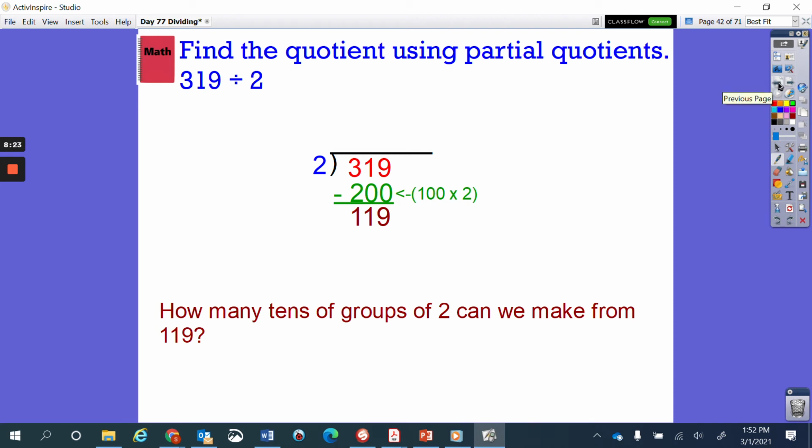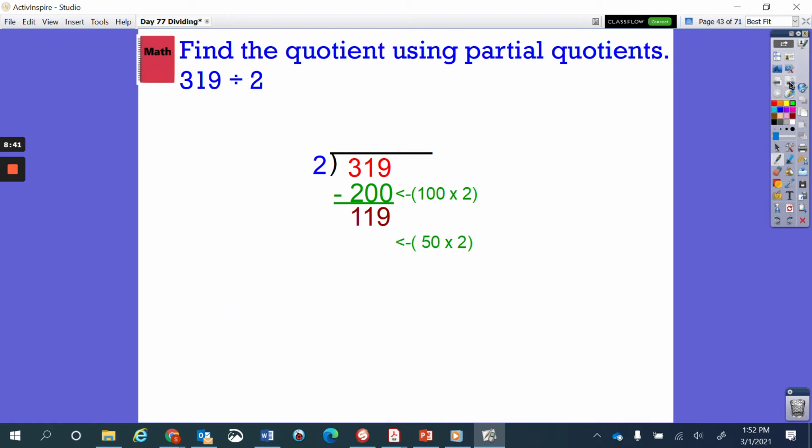Okay, so let's see. 10 groups of 2 would be 20. That's not very many. Let's do 20 groups of 2. Well, that would be 40. Let's do 50 groups of 2. That would be 100. So you're going to take out as many as you can. I'm choosing to do 50 groups of 2 because that sounds pretty easy to me. And I get 100. I subtract, bring all that down, get 19.